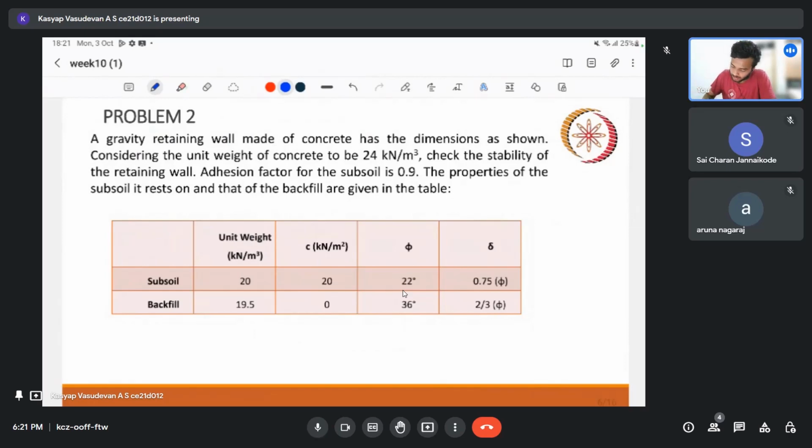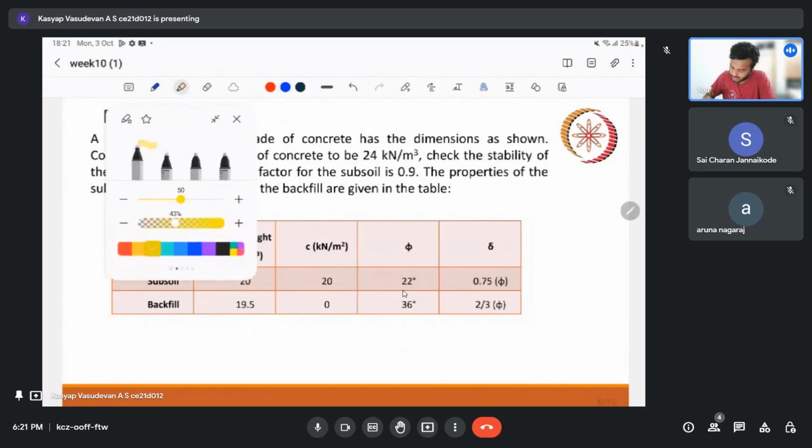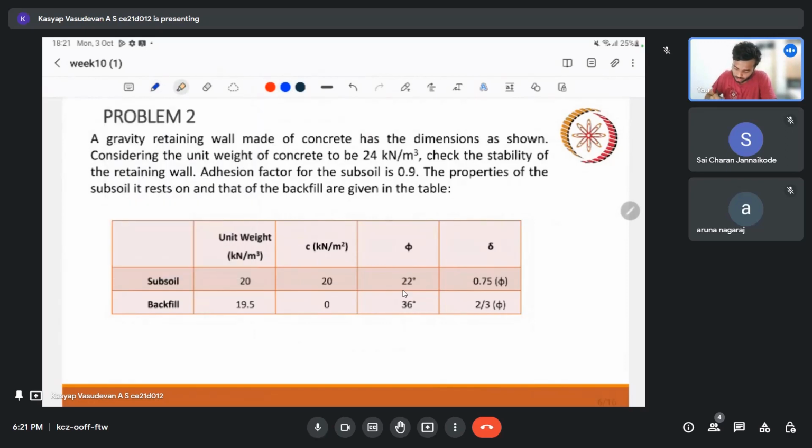So we have a gravity retaining wall made of concrete. So we have the density of concrete. We need the density of concrete because it's a gravity retaining wall, so its self weight has to be considered. And check the stability of the retaining wall. Adhesion factor is given as 9. So adhesion factor we require because at the base, we have to find the shear strength of the soil with the base. For that we need adhesion with the concrete and the soil.